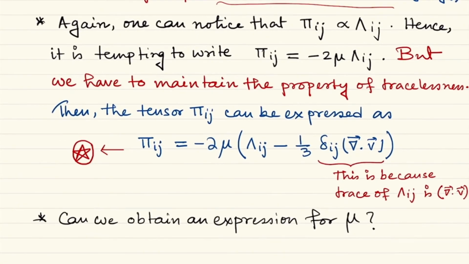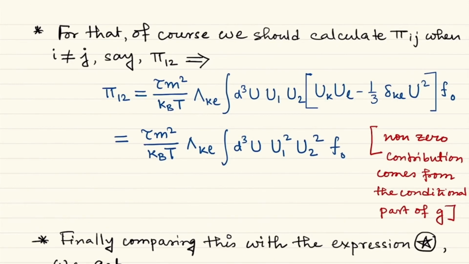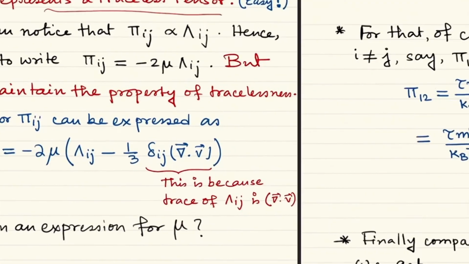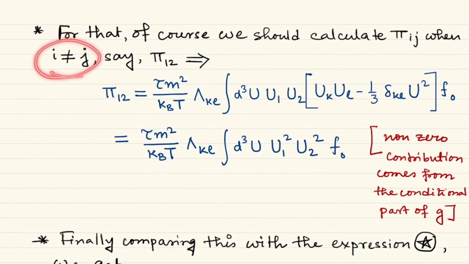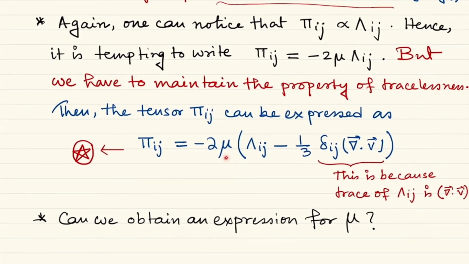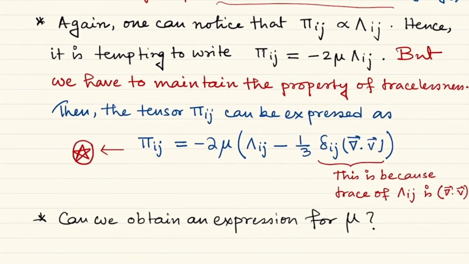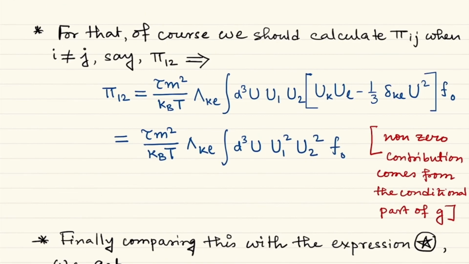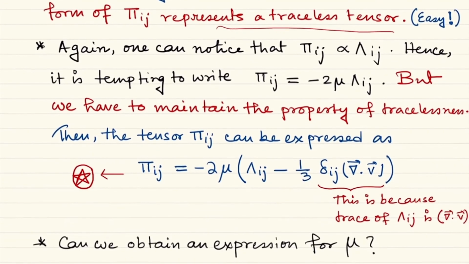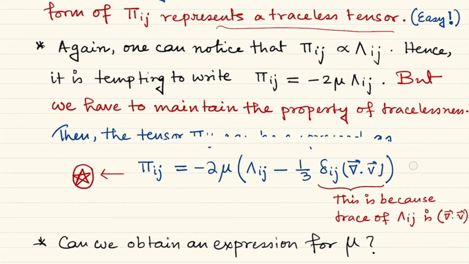It's a very small brain twister. Can you immediately tell me from the expressions of pi ij why we have to calculate pi ij with i not equal to j to calculate mu? Is it possible to do that? This is a very easy question to understand. You can think and you can tell me. Just have a look at this expression.